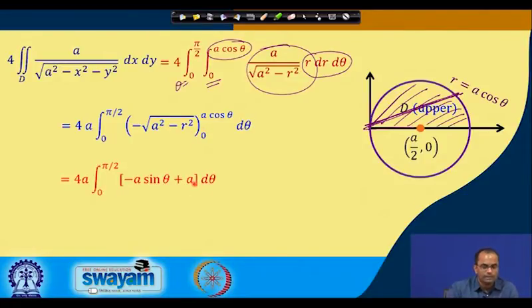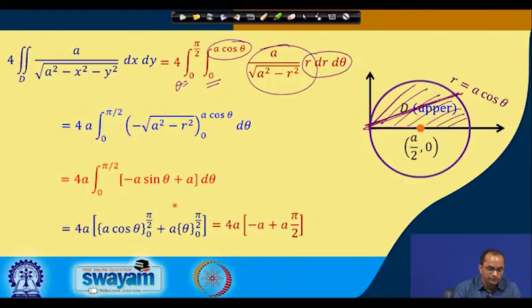So, this is minus a sin theta plus a, and then we integrate with respect to theta. This sin theta will give cos theta and a theta, with limits 0 to pi by 2, and once we compute this we will get 2 a square times pi minus 2. So, the difficult part here is locating the limits for the integral, and we have to be careful.